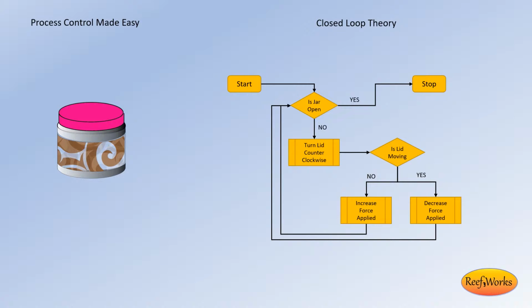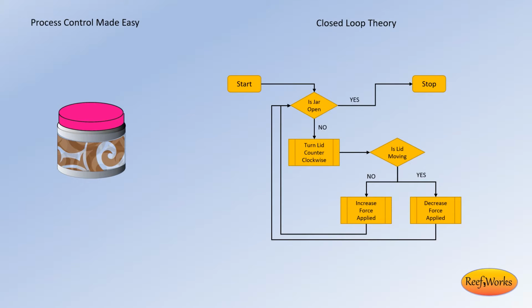If it is not, we turn the lid counterclockwise. And while we're trying to turn the lid counterclockwise, we ask ourselves the question, is the lid moving? If the answer is no, we increase the force. And if the answer is yes, we decrease the force. You've done this probably a million times. So what does it take? Because we need some additional information. We need to have sensors and actuators.